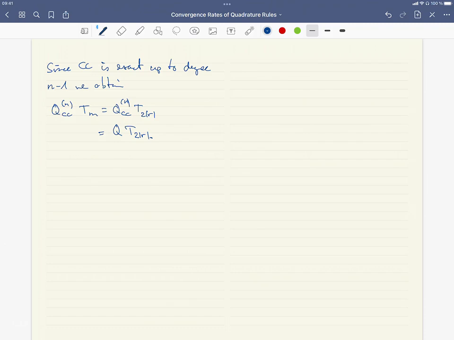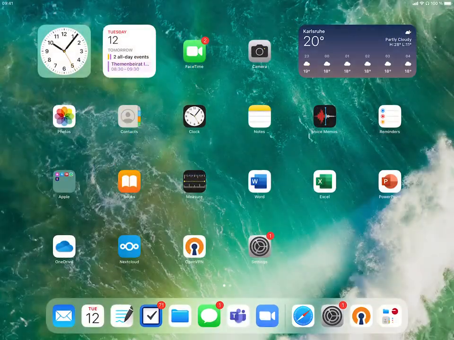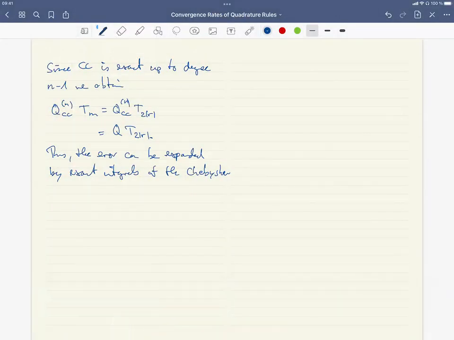And that means that the error can be expanded by exact integrals of Chebyshev polynomials, which can then be computed. So the error can be expanded by exact integrals of the Chebyshev polynomials. So that looks like this.